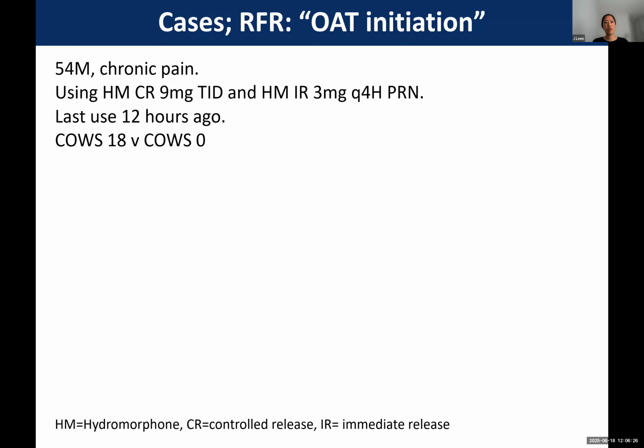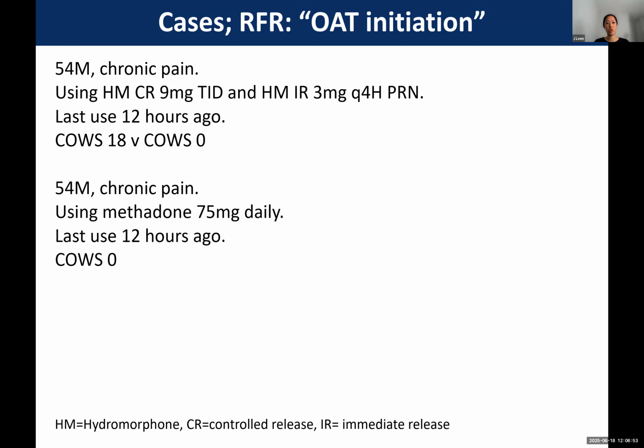So here I have several cases, very similar in nature, being referred for opioid agonist therapy initiation. We have a 54-year-old man with chronic pain on quite a bit of hydromorphone who comes to you in withdrawal, so a COWS or clinical opiate withdrawal scale score of greater than 13. Or he came to you not in withdrawal. So we'll look at both scenarios.